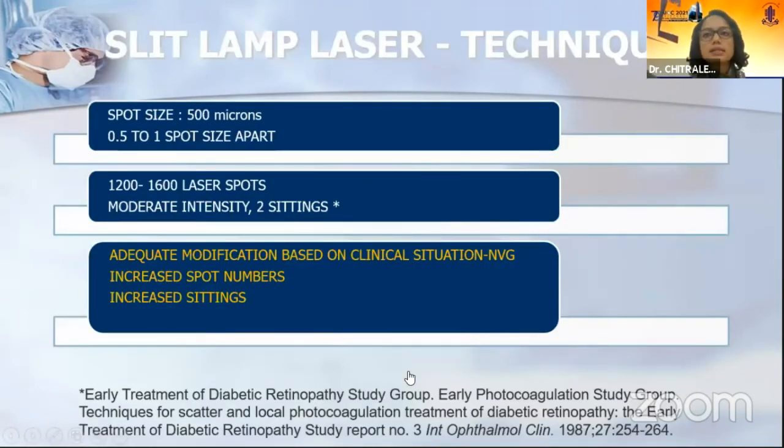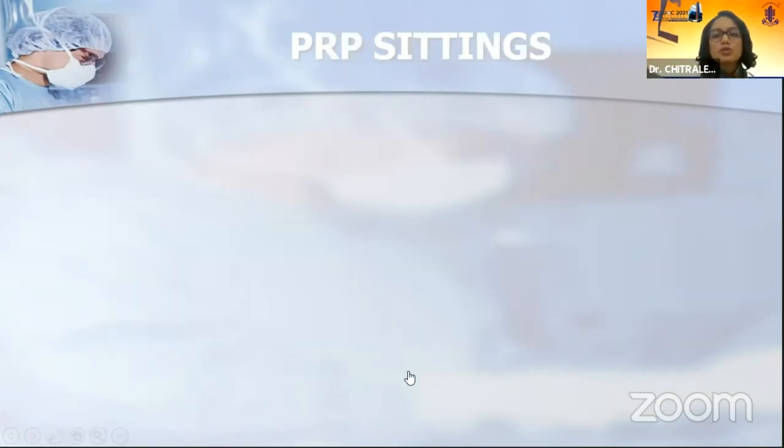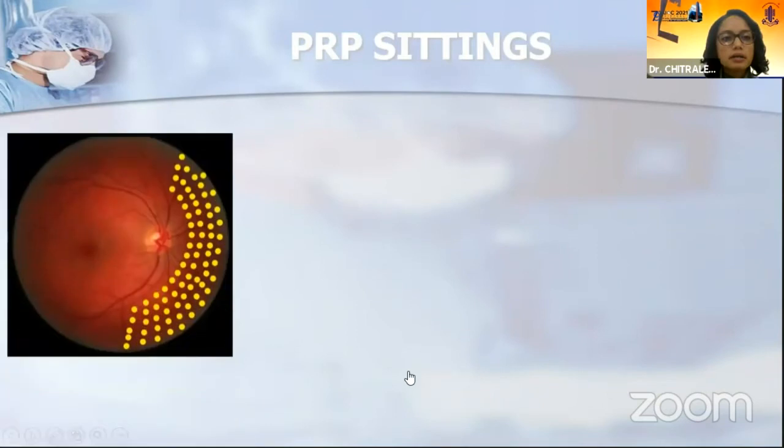The slit lamp laser technique, which has been recommended, suggests 500 micron spot size, half to 1 spot size apart, 1200 to 1600 spots of moderate intensity divided into 2 sittings by the ETDRS study group. However, based on clinical situations, adequate modifications are made, especially in case of LVG, where we need increased spot numbers and hence increased number of sittings. So PRP in 3 divided sittings is like this.